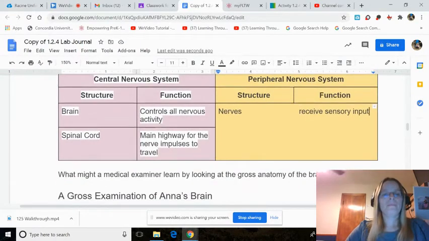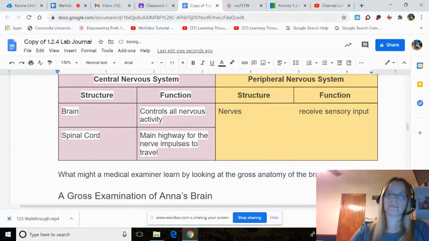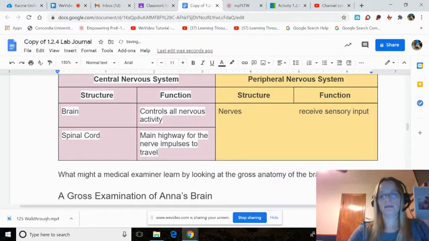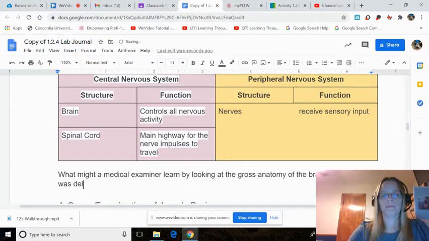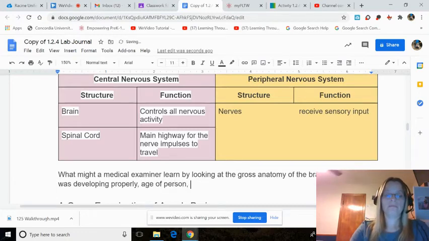What might a medical examiner learn by looking at the gross anatomy of the brain? Sure, if the brain was developing properly, their age, that's right. Yes, damage. Yeah, lots of those things.